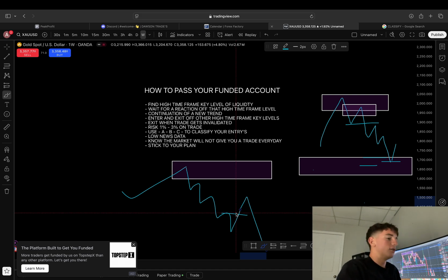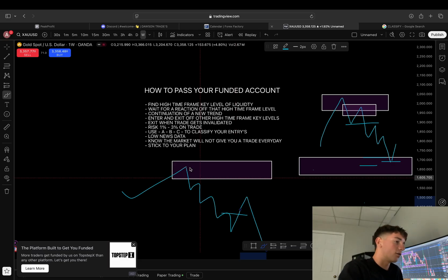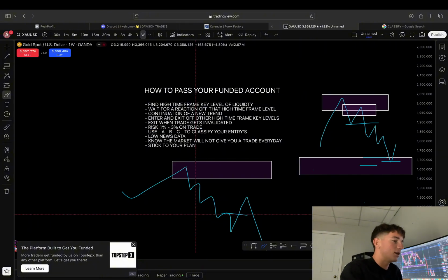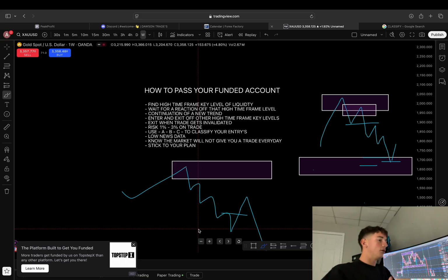Next thing I want you guys to do, when you guys are going into these trades, I only want you risking 1 to 3% on a trade. Do not risk anything more than 1 to 3%, because that means you have at most three trades to pass your account. So if you go in and lose all 3 trades, you lose the account. That doesn't matter, because if you only risk 1%, you have 10 trades before you lose the account.